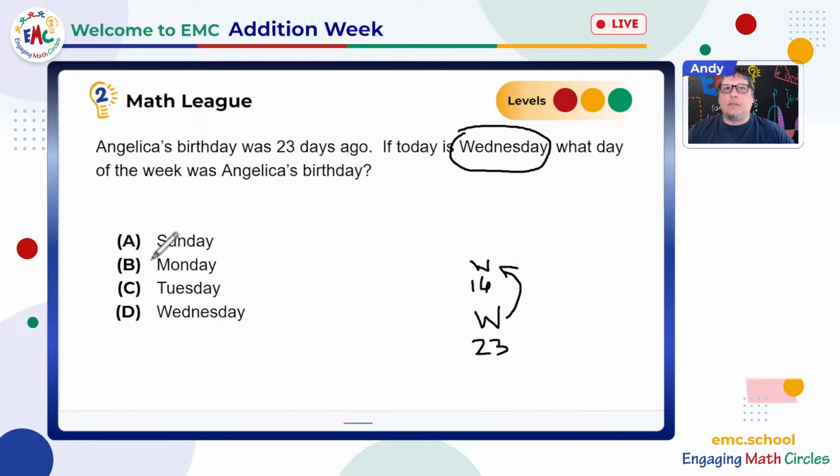So is it Monday? Because we have to go back another 7, and then another 7. The other way we could do it is counting by sevens. We have 23 days: 7, 14, 21. That's still going to be a Wednesday on the 21 days. So we just have 2 days left to go. If it's Wednesday, 1, 2 gives us Monday.